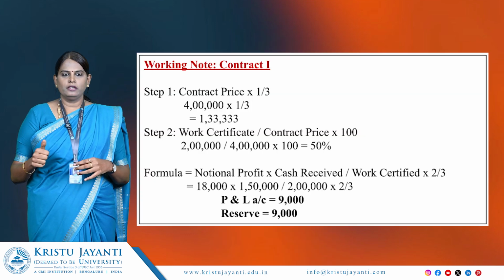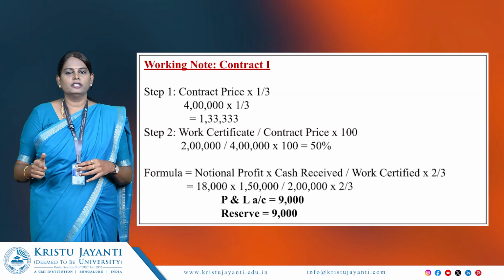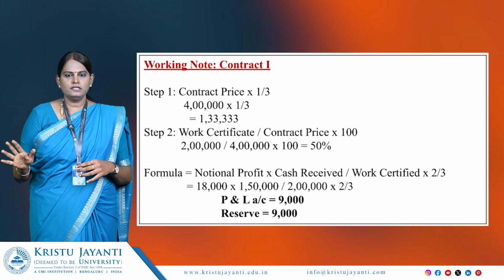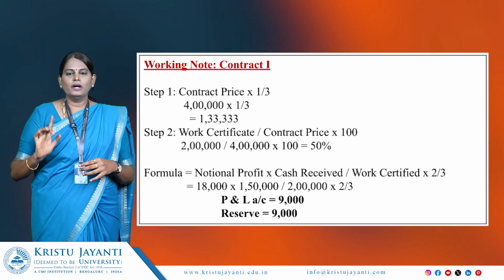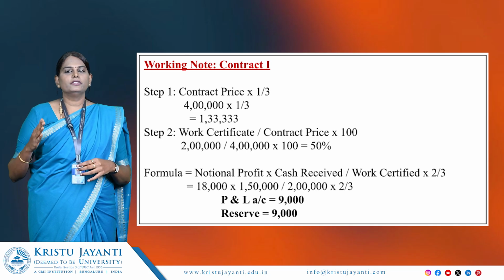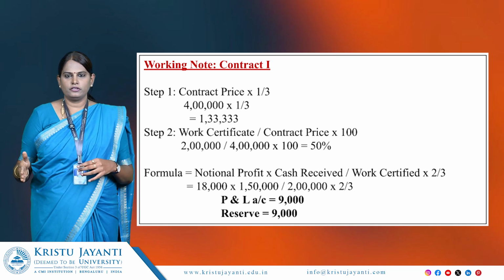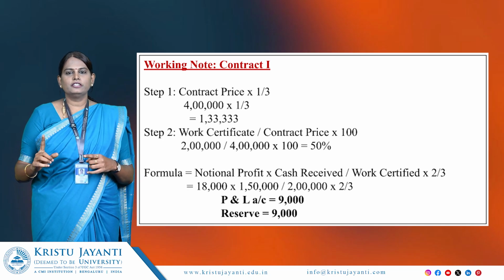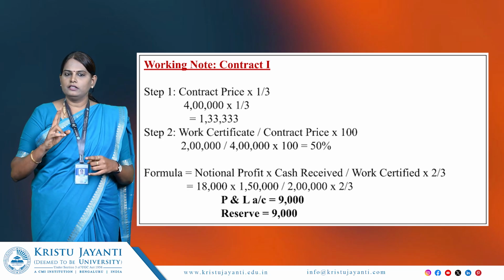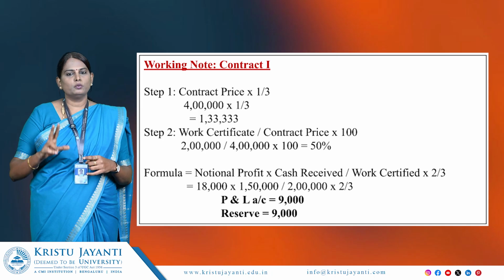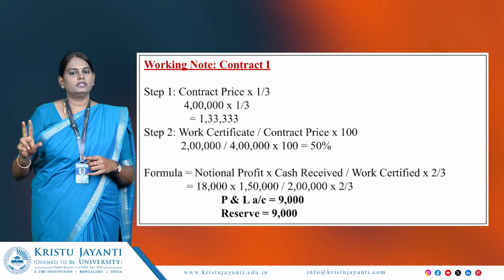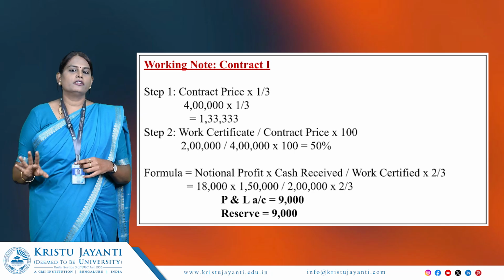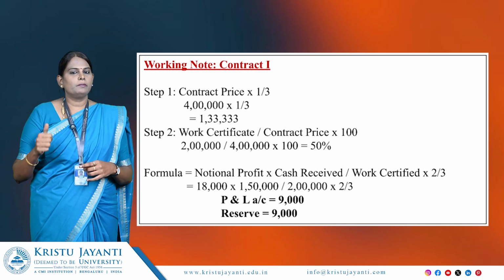Step number 1 is contract price into 1/3 of it. You need to see in the question how much your contract price is, which is 4,00,000. 1/3 of it is 1,33,333. If you check, your work certified is 2 lakhs, and the 1/3 of the contract price was 1,33,333. So always work certified should be more than 1/3 of the contract price. This is step number 1.